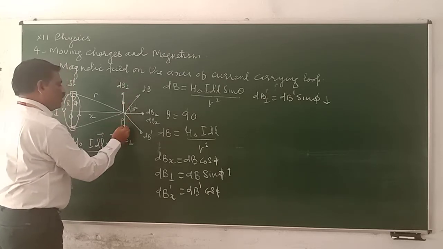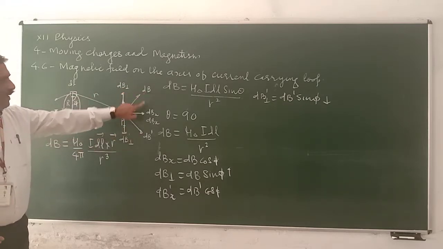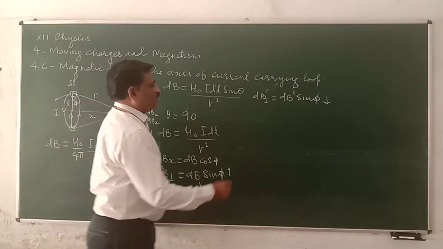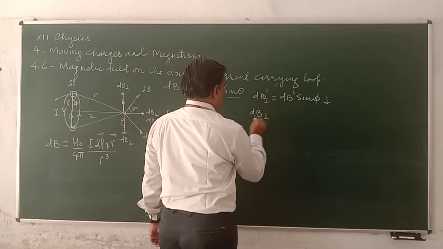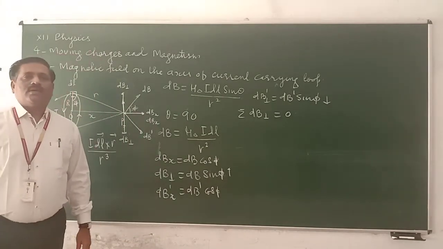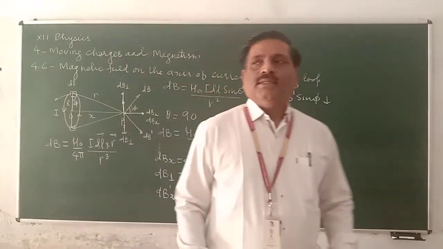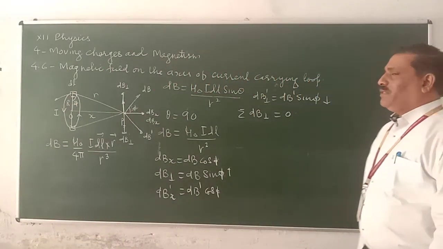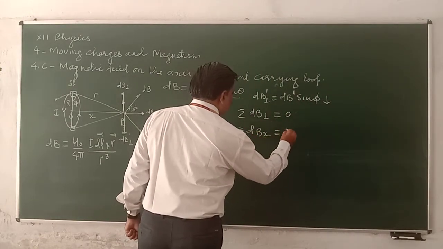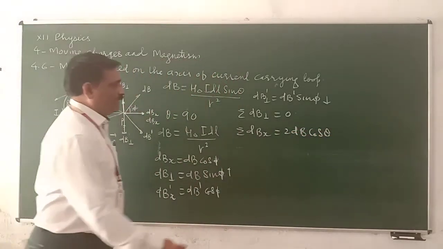Therefore, as dB and dB prime are both equal, these two components are opposite, and they cancel each other. The summation of dB perpendicular is equal to 0. Their perpendicular components just nullify each other. Now there is the summation of dBx, which is equal to 2 dB cos phi, not theta, it is cos phi.